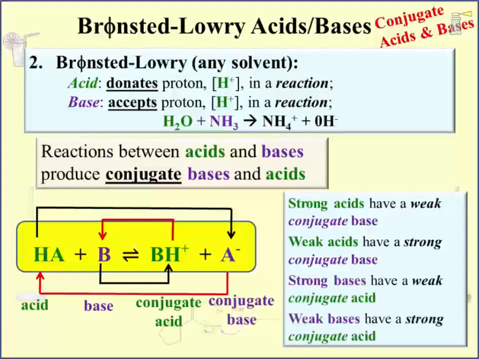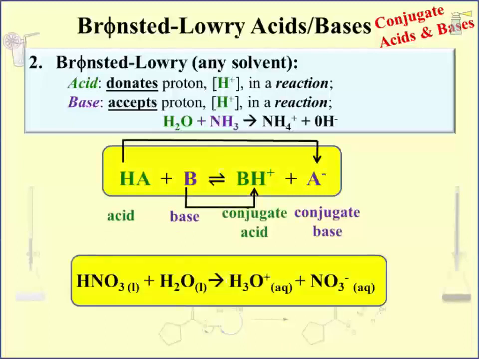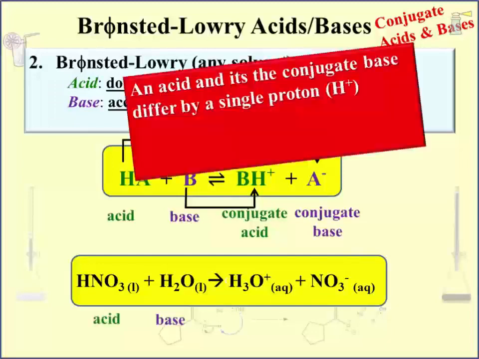Strong bases have weak conjugate acids, and weak bases have a strong conjugate acid. Same type of argument works with the base as it did with the acid. In the pair, if one is strong, the other is weak. Using the generic acid-base reaction as a template, we can diagram real-world reactions for conjugates. Here is nitric acid being added to water. Water is the base in the reaction with a strong acid.